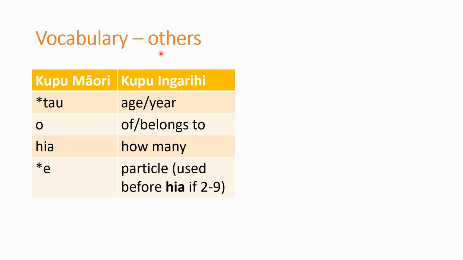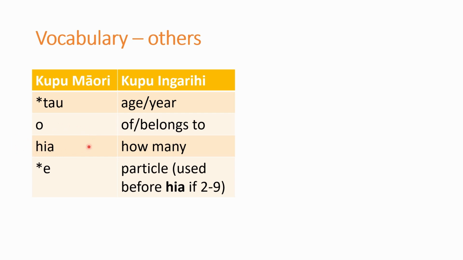Alright, and here are the other vocab. First one, tau. It means age or year in this unit. There are around 8 different meanings or entries of tau in the Māori dictionary, so this can get confusing, but for this unit we'll be focusing on the meaning of age or year. Next one, o, not or with a macron. It means of or belongs to. It's a very versatile word, so make sure to remember that.